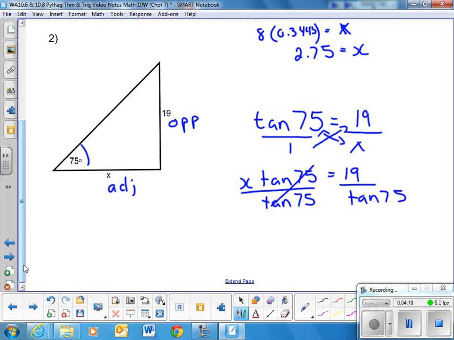On the left-hand side, the tan of 75 will cross off, just leaving me with x. And on the right-hand side, we have 19 divided by the tan of 75. So it's 19 divided by, let's change that tan 75 now to a decimal. As a decimal, it's 3.73. And so we end up with x being equal to 5.1.